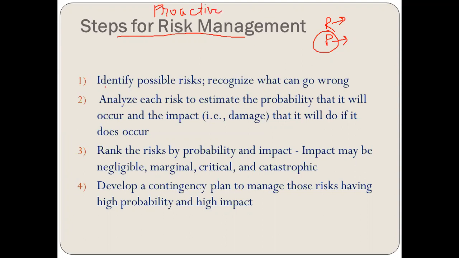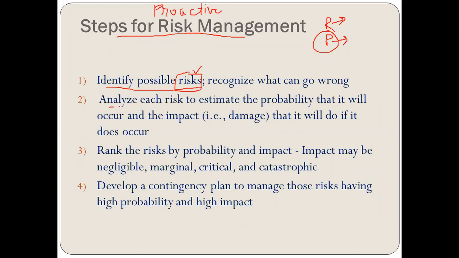First step is to identify possible risk. That means I am going to identify what all risk can happen, right? Risk is nothing, it's just a problem that can occur in future, right? So I'm just going to work out what can go wrong in future. That is what risk is.